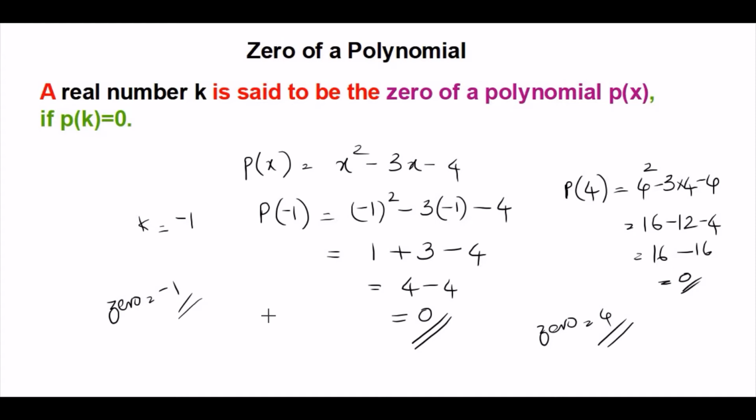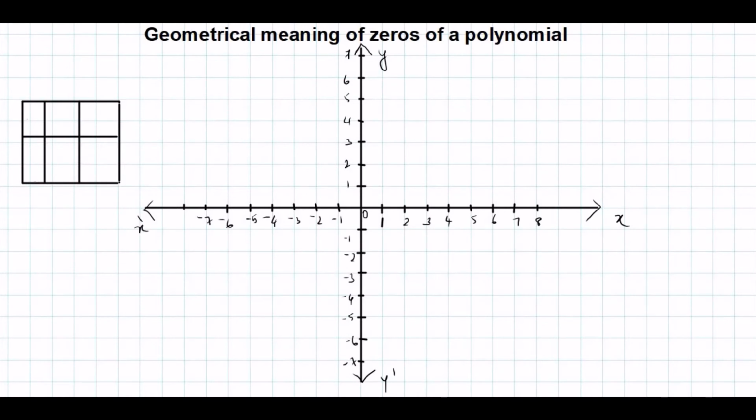There is some relationship between the coefficients and the zeros that we'll be doing in the next class. Now let's see the geometrical meaning of the zeros of a polynomial.